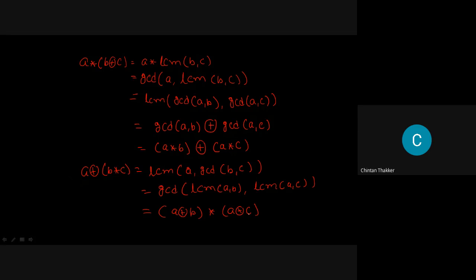So this is the fourth property. The fourth property is the distributive property. So that means the lattice is a distributive lattice.